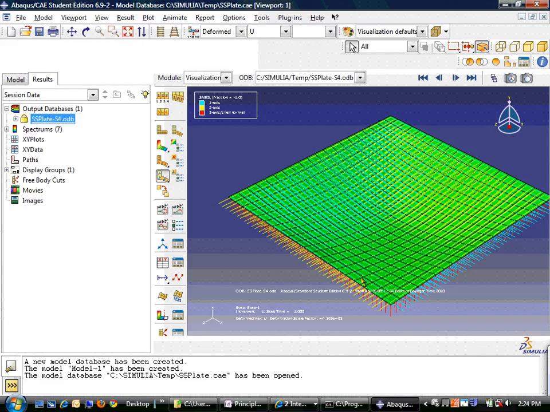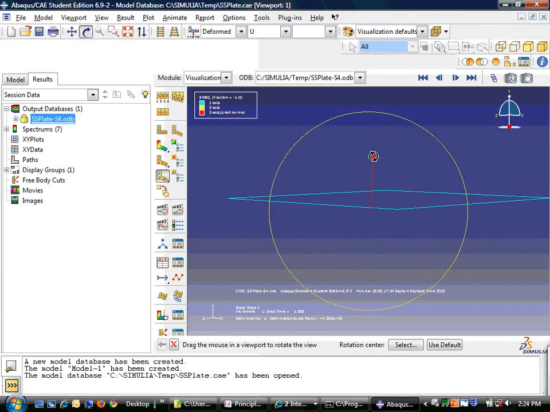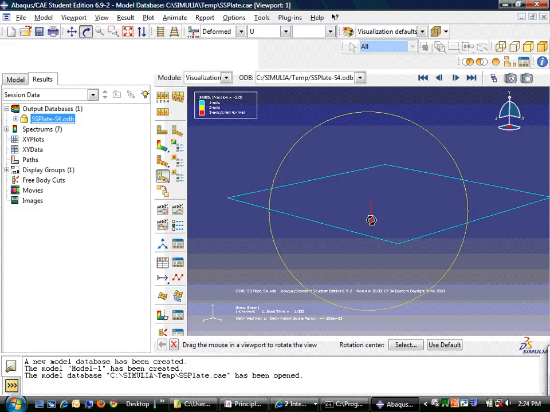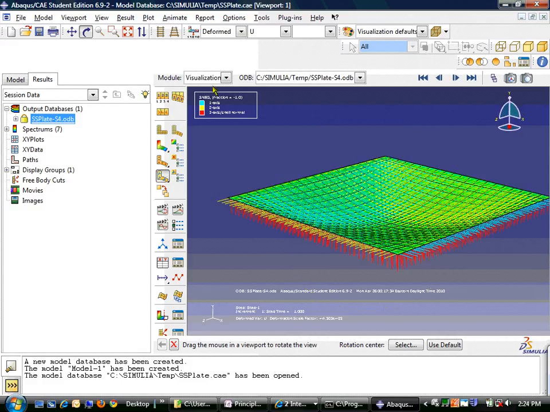So first of all, you need to also keep in mind that each shell has a material direction. So you can see here that all the material directions, the red lines, have a positive pointing downwards. So the bottom surface actually, or the negative surface in this case, is the top surface. So that's why we have compression there.